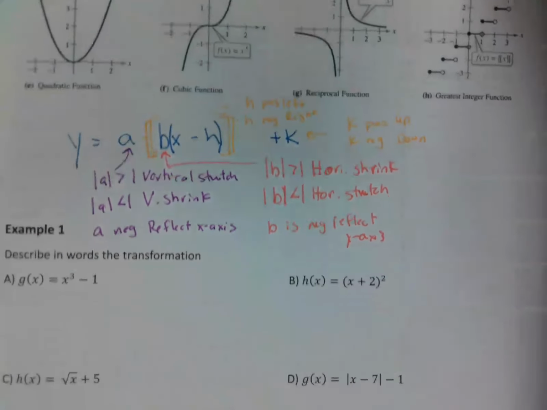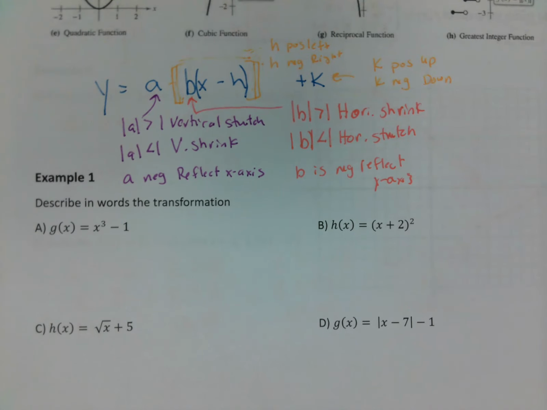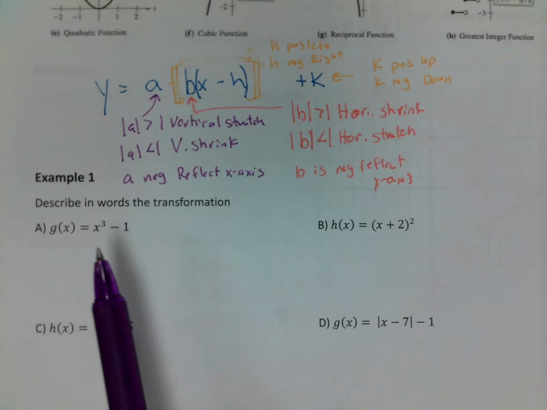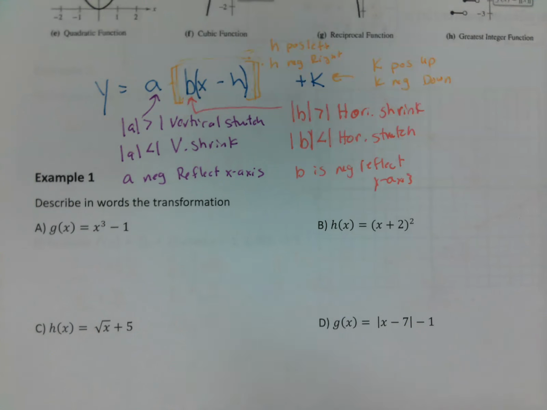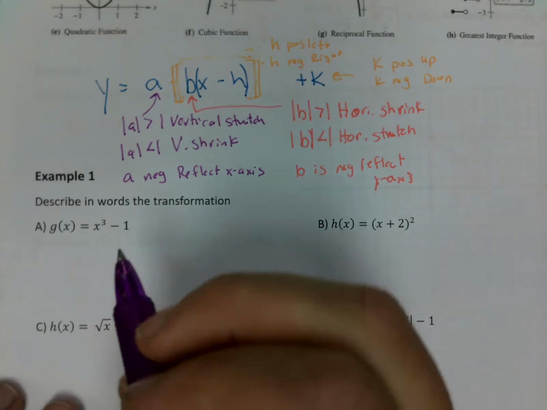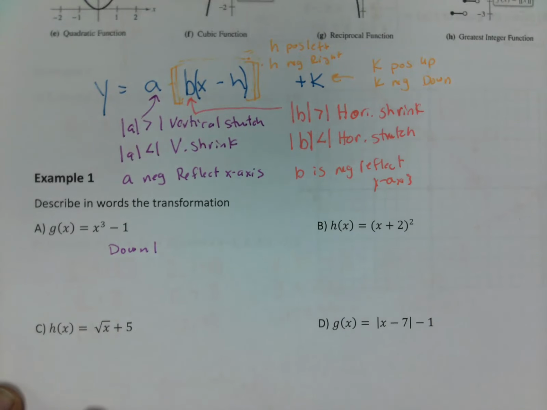In looking at these first things, a lot of times what I tell people is, look, is it on the inside of the parent function or outside of the parent function? Well, my parent function is x cubed. So this is on the outside. Adding, subtracting is always left, right, or up and down. When it's on the outside, this is going to move it down 1. Outside, that's my k value.